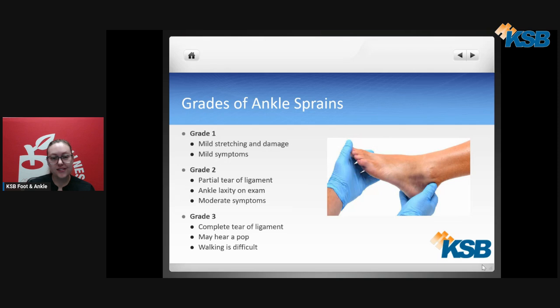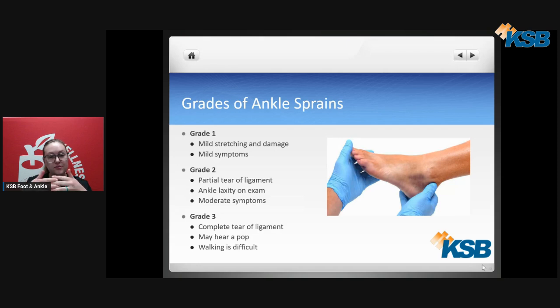We grade all of these ankle sprains on a number system. So with number one, grade one being the most mild of the injuries, this is more of just like a stretching of those ligaments, no actual rupture. These are typically a little bit more mild as far as pain level goes and swelling.